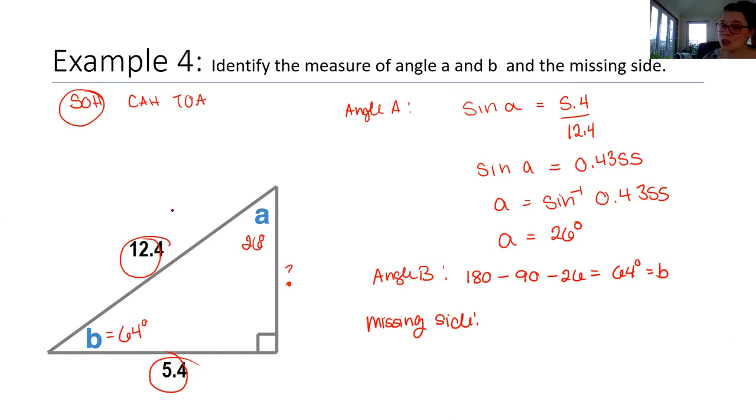So by just using the known information, that 12.4 and the 5.4 of Pythagorean theorem, we can mix them together because they're both right triangles. SOHCAHTOA only applies to right triangles. So that means anytime we can use SOHCAHTOA, we can also use Pythagorean theorem. So let's plug it in. A squared plus B squared equals C squared. Well, our hypotenuse is C, so that's going to be 12.4.